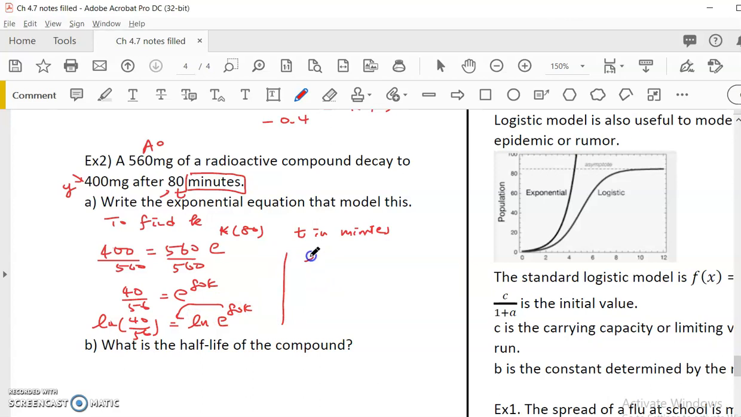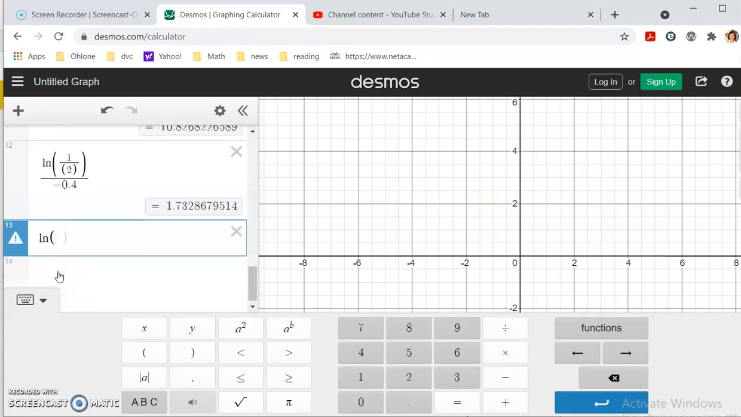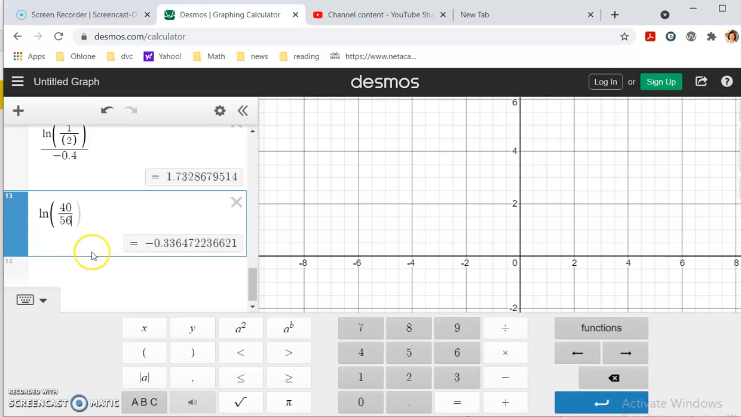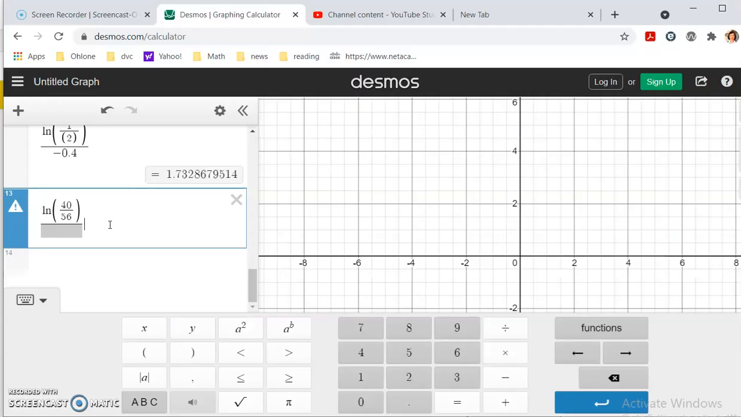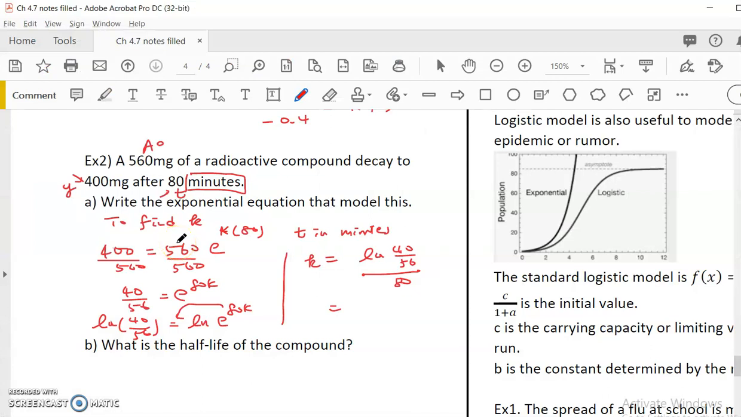So k would equal ln 40 over 56 divided by 80, right? So that's what we do. ln 40 over 56 divided by 80. Oopsie. Divided by 80. Negative 0.004206. So 6 decimal places.